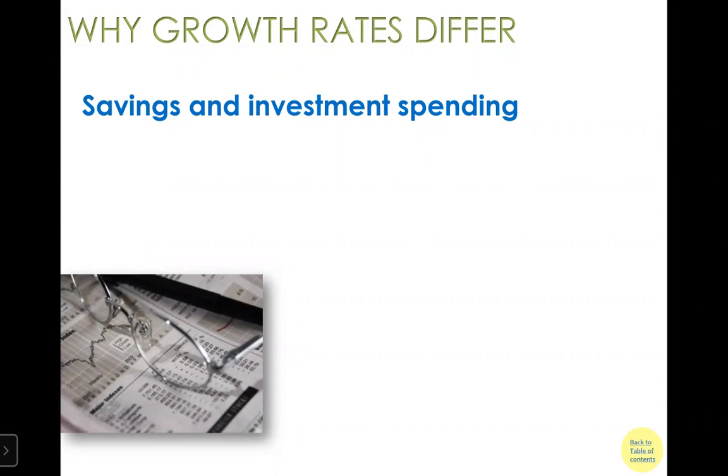Remember, we have slides that show the difference in growth rate, right? And then, why may growth rates differ? Here are three possible explanations. First, saving and investment spending are going to differ. So this is going to lead to different levels of physical capital.